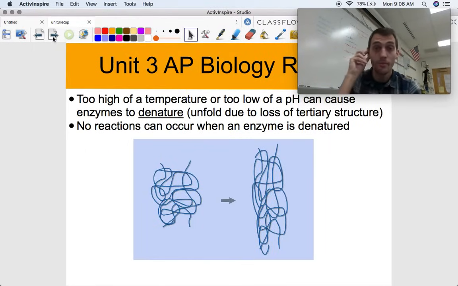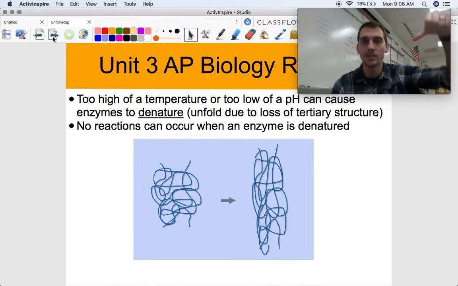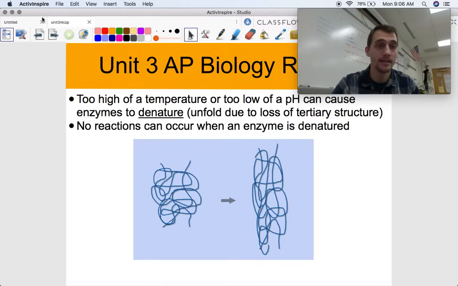Too high of a temperature or too low of a pH can cause enzymes to denature. Okay, so breaking some of the hydrogen bonds and the side chain interactions of the tertiary structure of a protein can cause it to just kind of break apart, unfold, and then it doesn't work at all. And that's what's called denaturation. So too high of a temperature will make these enzymes denature, and that's obviously not going to increase reaction rate. That is going to decrease reaction rate by a lot. It's going to make the enzyme completely dysfunctional. No reactions can occur when an enzyme is denatured.